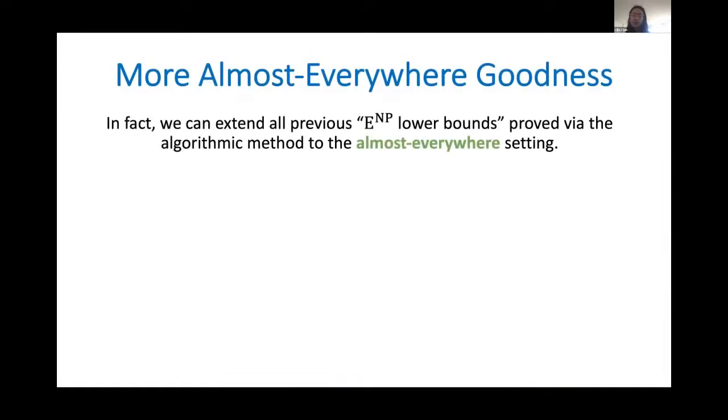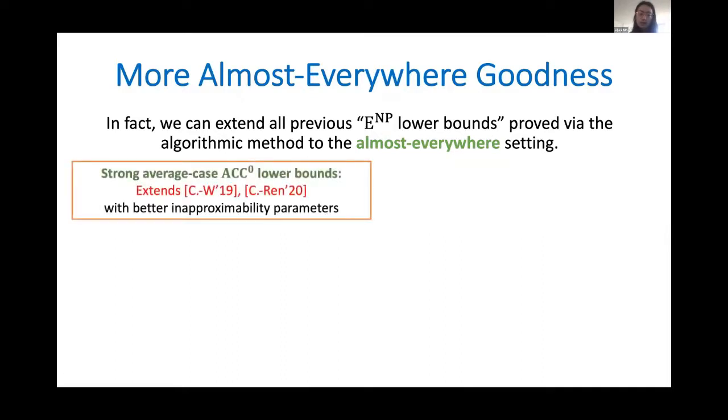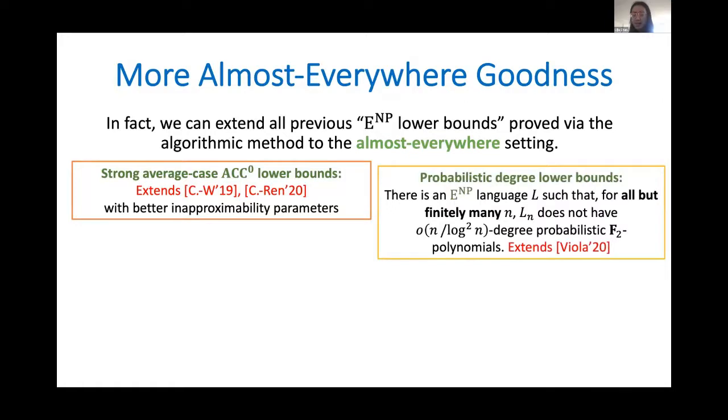So using the aforementioned connection, we can extend all previous E^NP lower bounds proved via the algorithmic method to the almost everywhere setting. As said before, we can easily get strong average case AC0 lower bounds. Secondly, we also extend the E^NP lower bounds for probabilistic degree to the almost everywhere setting. We show that there's an E^NP language L such that for all but finitely many n, L_n does not have little o of n over log n squared degree probabilistic F2 polynomials.